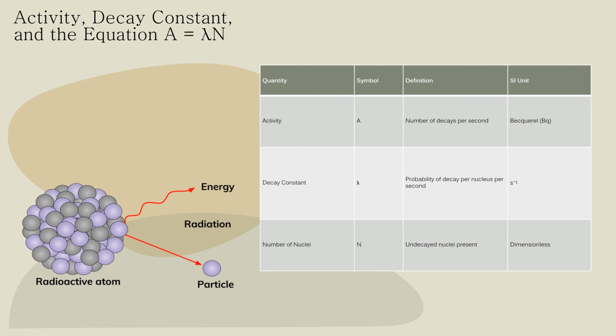The decay constant, lambda, represents the probability per unit time that a given nucleus will decay. A larger decay constant indicates a more unstable nucleus that decays more rapidly. Importantly, lambda is a constant for a particular nuclide and is unaffected by external conditions. This reinforces the spontaneous nature of radioactive decay and distinguishes it from processes influenced by environmental factors.